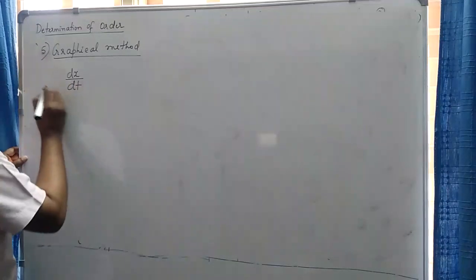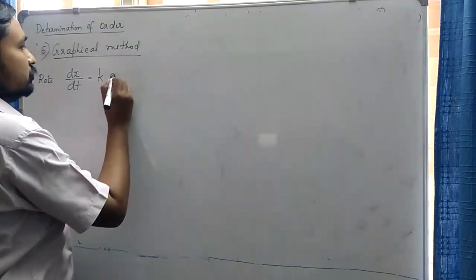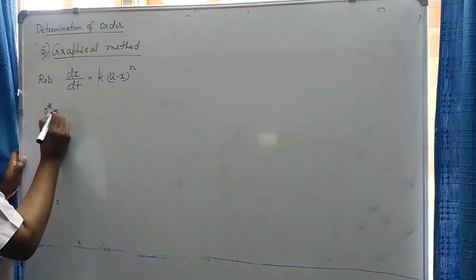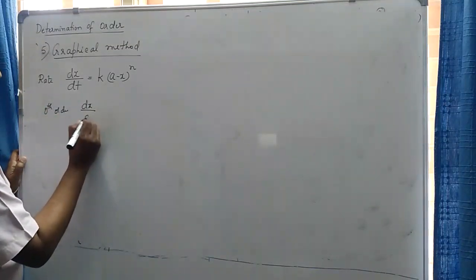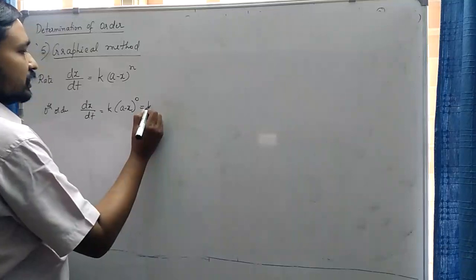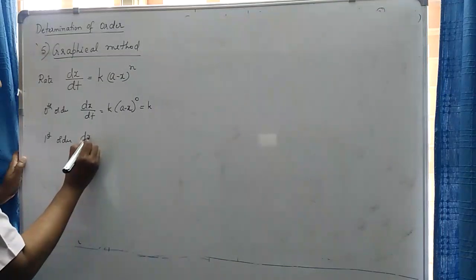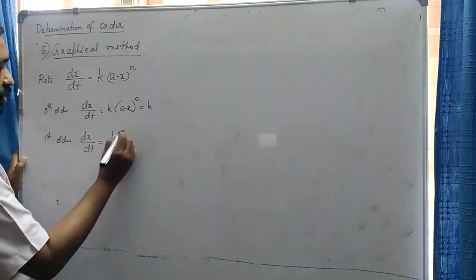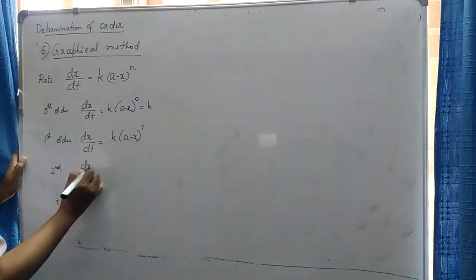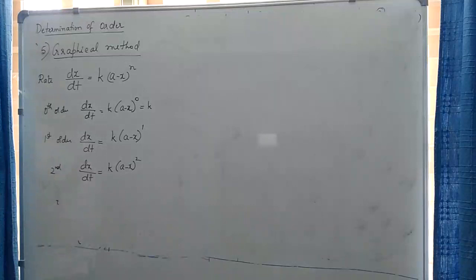So in general you can write the rate of the reaction dx by dt is equal to k into (a minus x) to the power n. Suppose the reaction is zeroth order, you write dx by dt is equal to k into (a minus x) to the power 0, that is k. If it is first order, dx by dt is equal to k into (a minus x) to the power 1. If it is second order, dx by dt is equal to k into (a minus x) square, and so on for third order, fourth order.